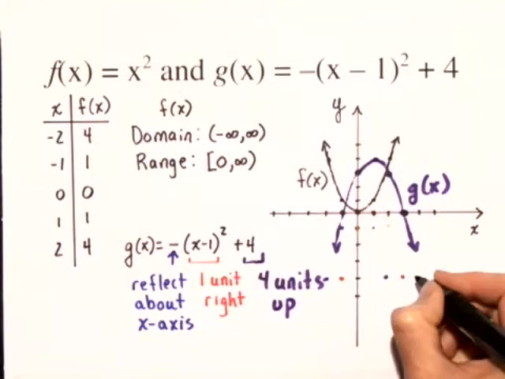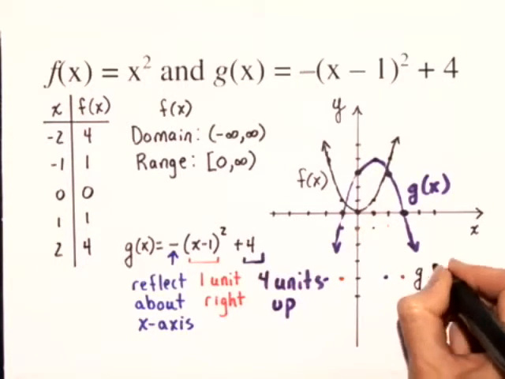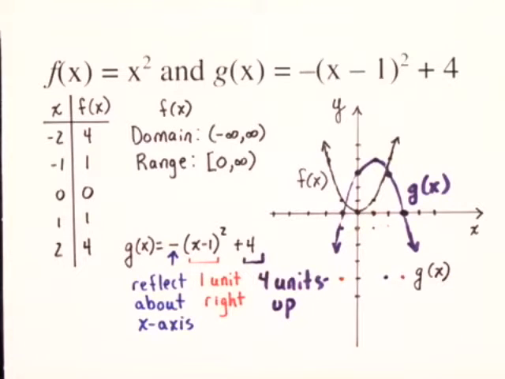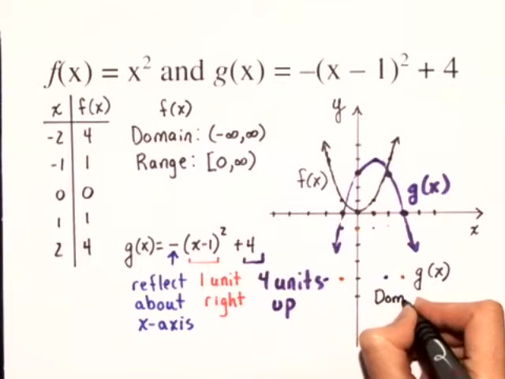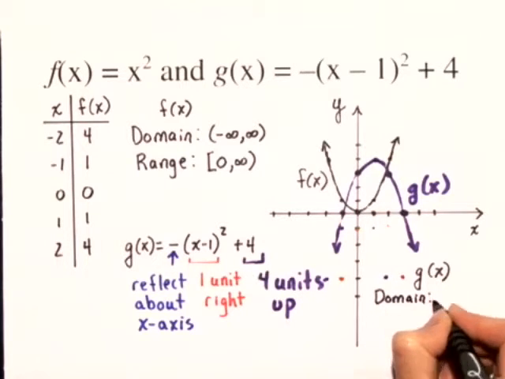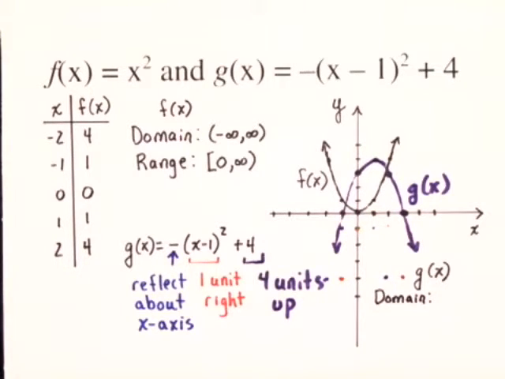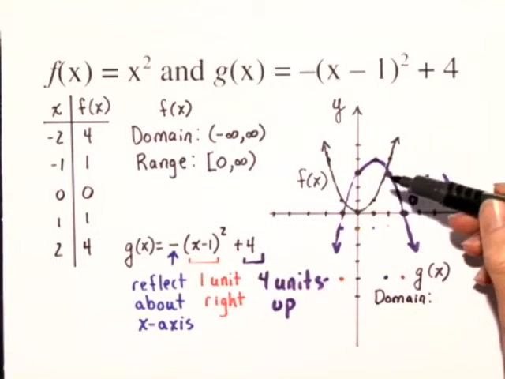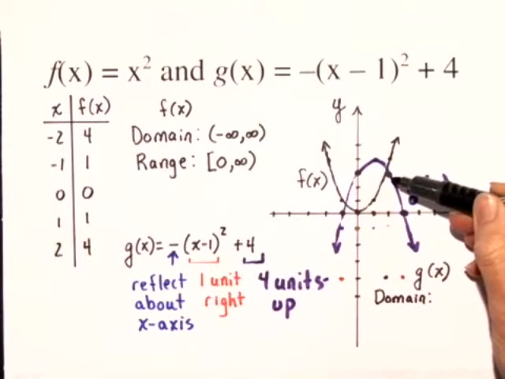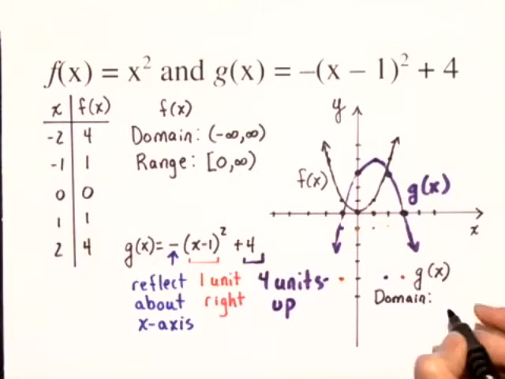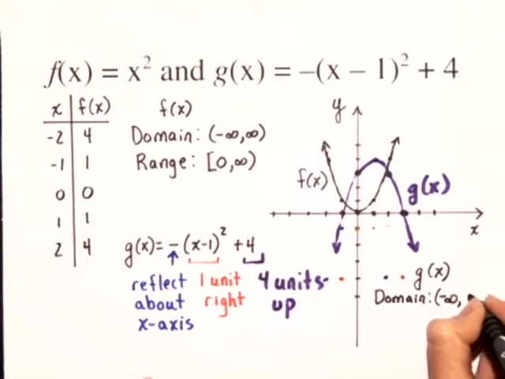And then finally, let's look at the domain and the range of g of x. So for g of x, let's first talk about the domain. G of x is again just a parabola. It happens to be a parabola that opens downward, but it's a polynomial function, and so the domain of any polynomial function is always from negative to positive infinity.